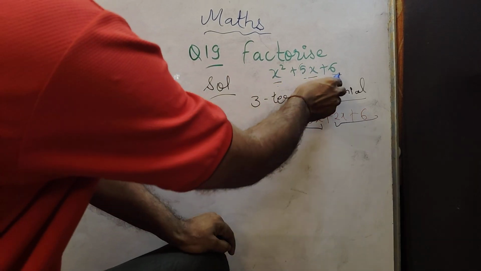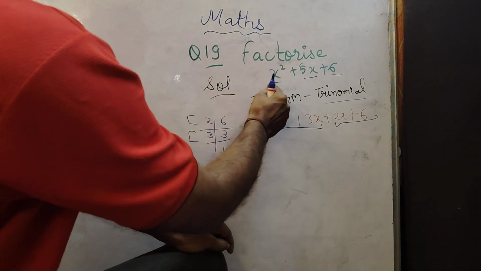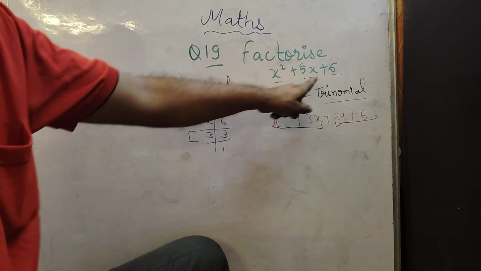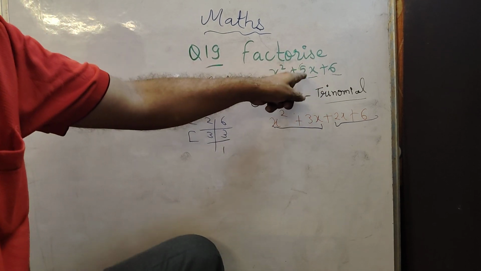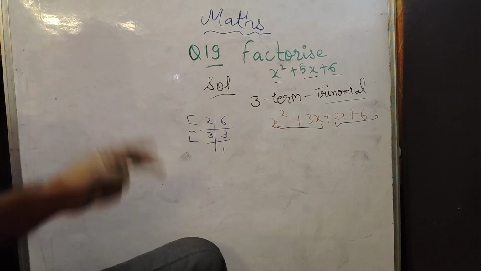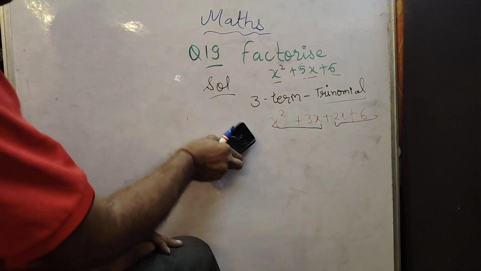Since the outer terms have the same sign, the middle term also has the same sign. So the middle term is positive, so both parts of the middle term have positive signs. So we write down plus 3x plus 2x.